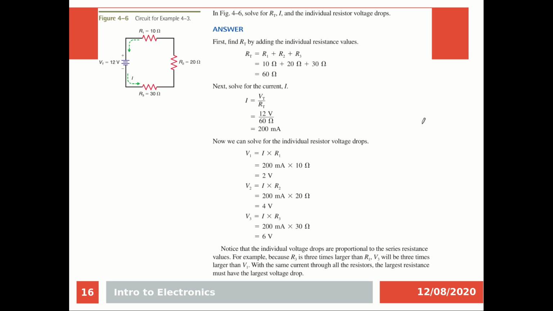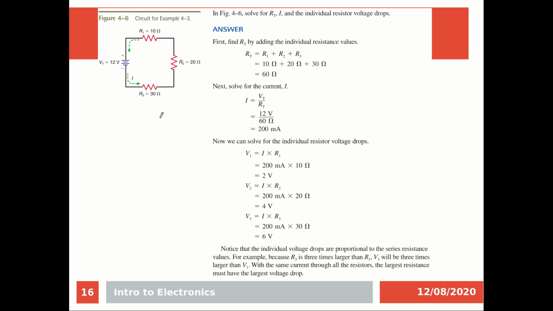Now we take an example of all of what we have now. We have the circuit that we see here, a simple circuit, and we have the value for each resistance and the value for the total voltage. It asks you to solve for the total resistance and the current that comes across this circuit, and find the individual resistance voltage drops. What is the voltage across this resistance? What is the voltage across this resistance? What is the voltage across this resistance?